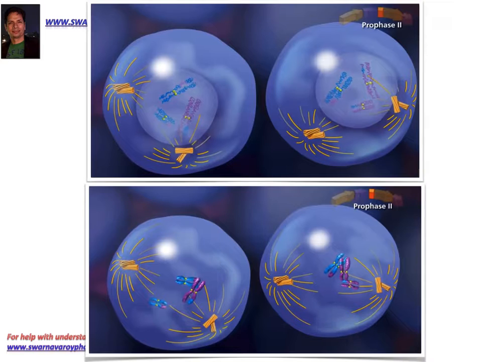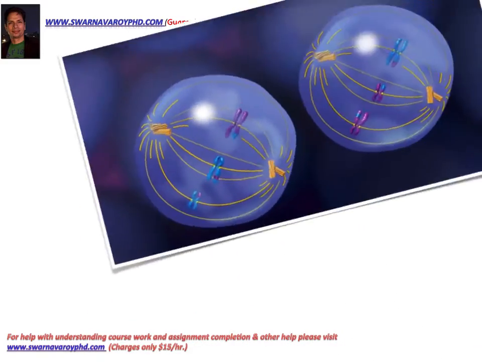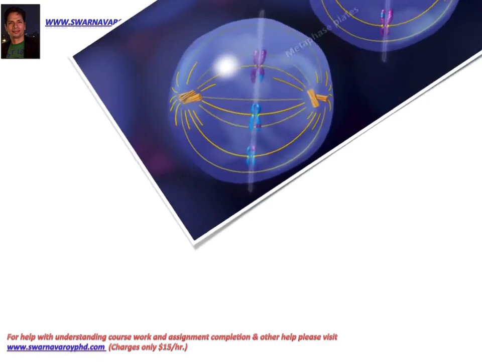and the nuclear envelope dissolves. Okay, so there's no nucleus, and the chromosomes start moving towards the metaphase plate. You see that the centrioles move again towards the opposite poles, and the mitotic spindle forms, and the chromosomes start moving towards the plate. You can see there.